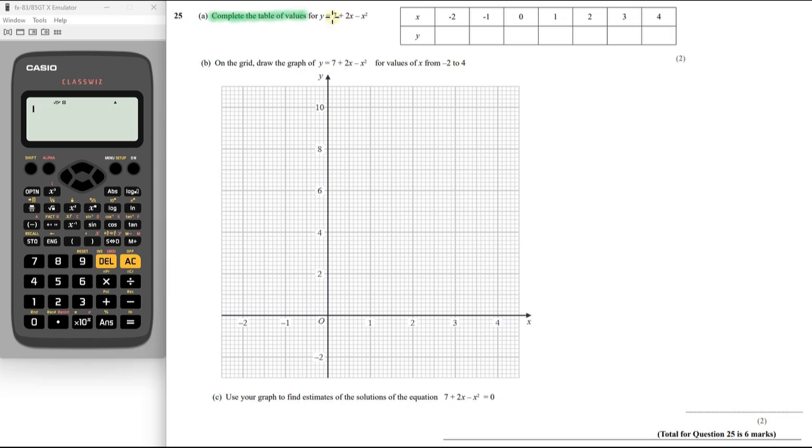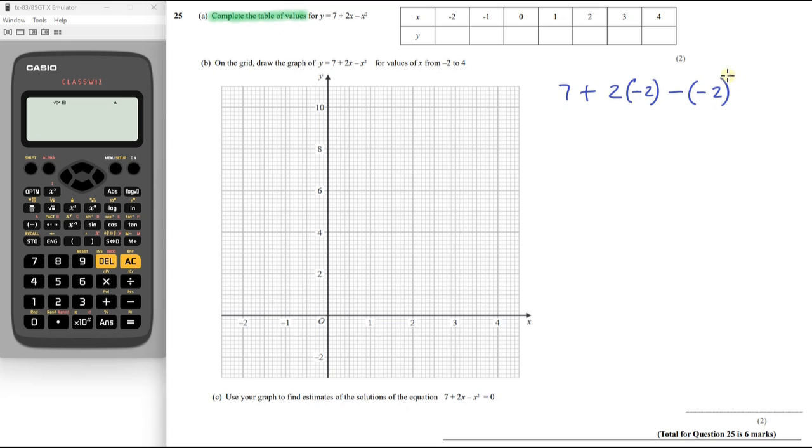Question 25, part A. Complete the table of values for y equals 7 plus 2x minus x squared. So I'm just going to write it down here. We've got 7 plus 2 times x. Let's start off when x is equal to -2. And then we're going to subtract x squared. So x, again, is -2, but we need to put that in brackets.